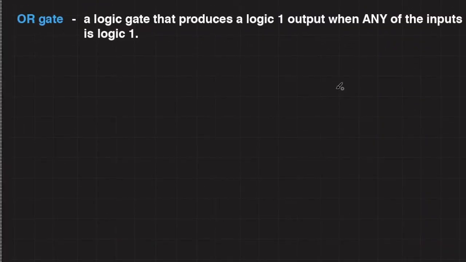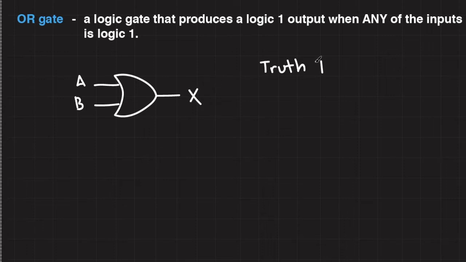An OR gate is a logic gate that produces an output of logic 1 when any of the inputs is logic 1. An OR gate can have 2 or more inputs. This is the standard logic symbol for OR gate. Let's represent its inputs as A and B and its output as X. And let's write down its truth table. Its inputs are A and B.